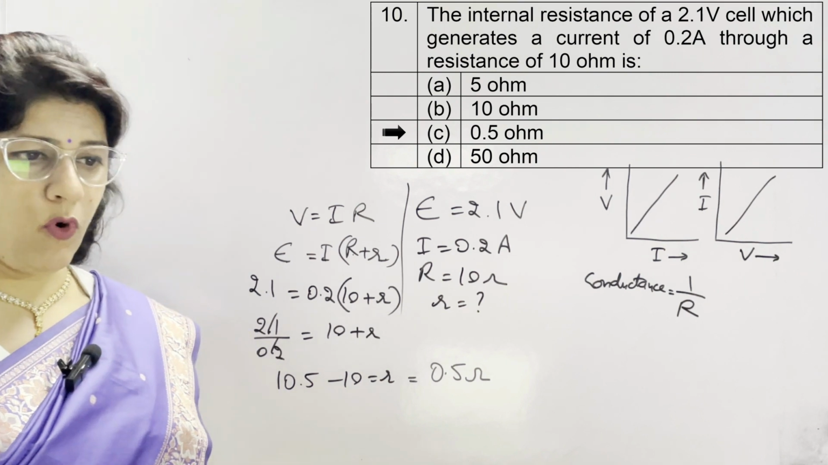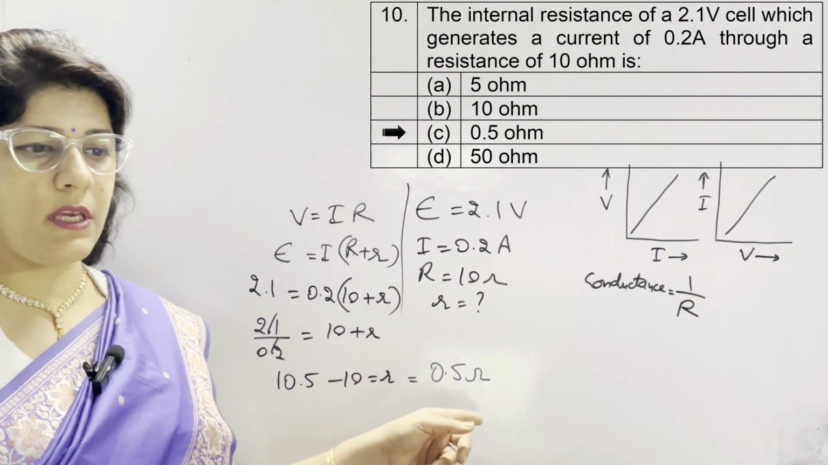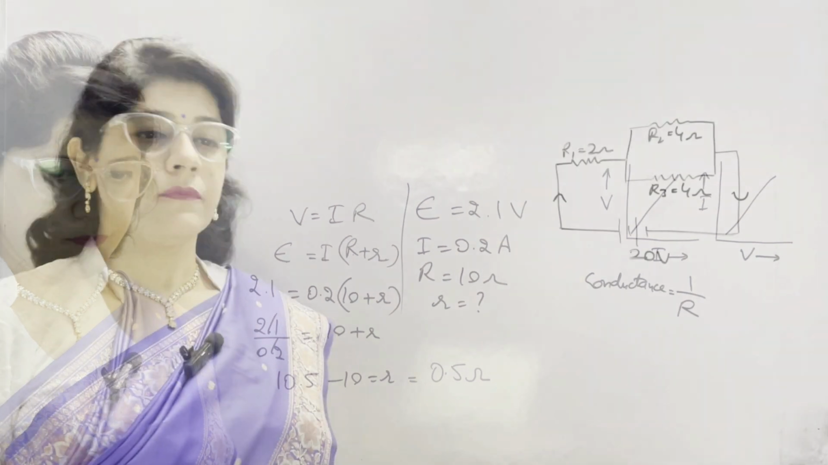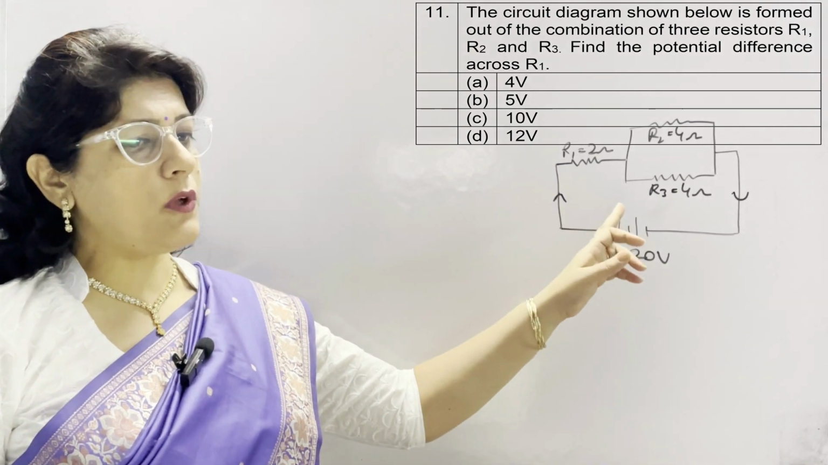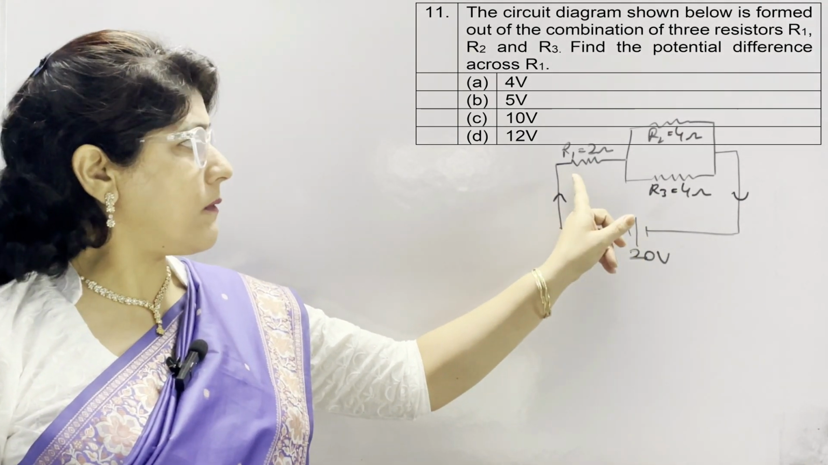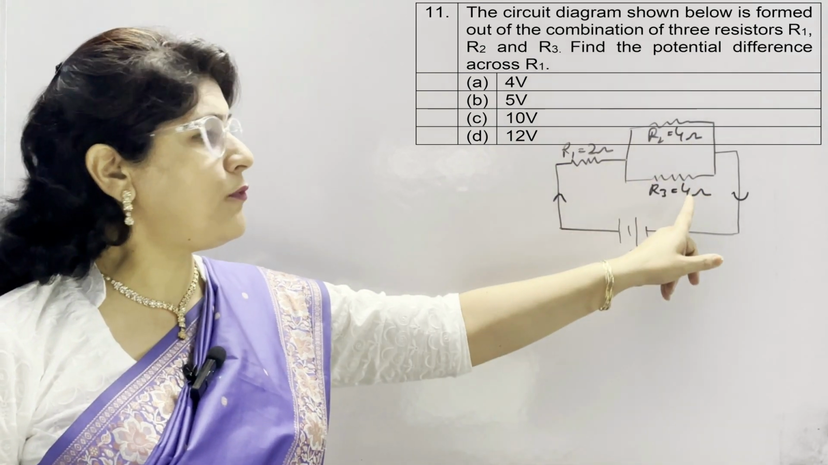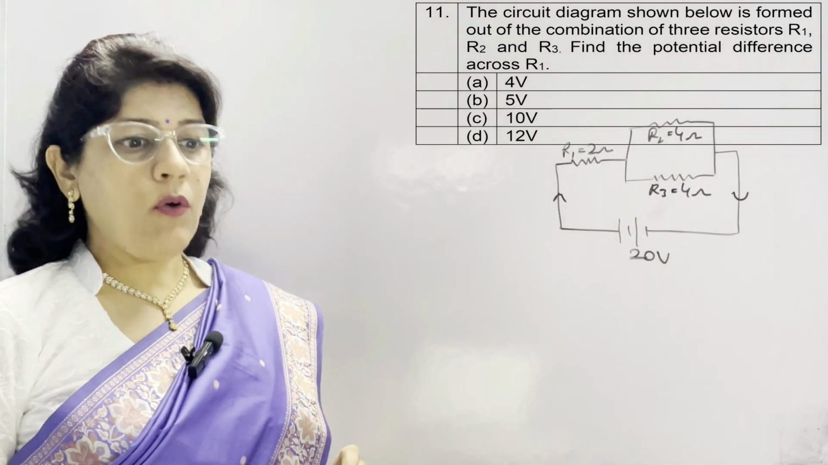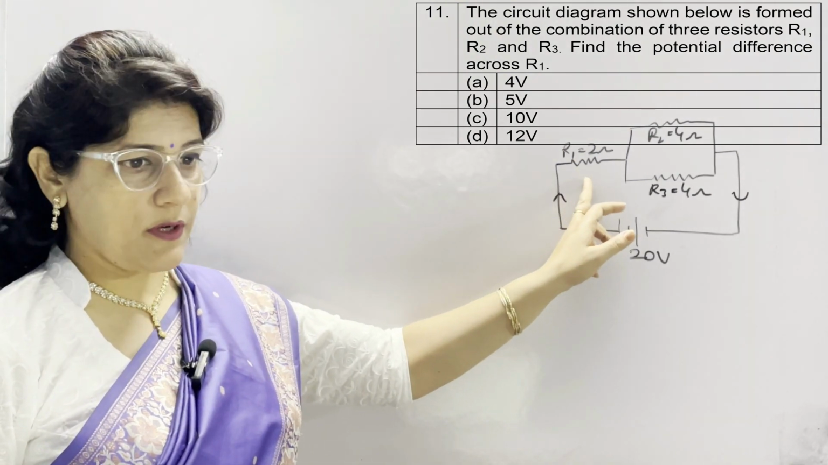Options given are 5 ohm, 10 ohm, 0.5 ohm, which is our correct option here, option number C, and then 50 ohm. In question number 11, the circuit diagram shown below is formed out of the combination of three resistors, R1 in series with the parallel combination of R2 and R3, each of 4 ohm value. Now find the potential difference across R1.